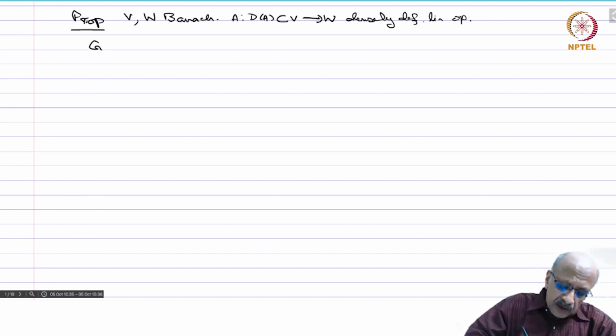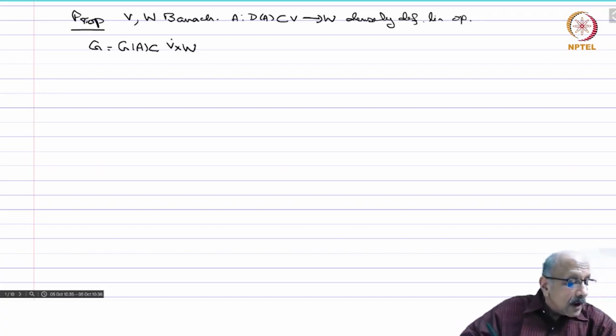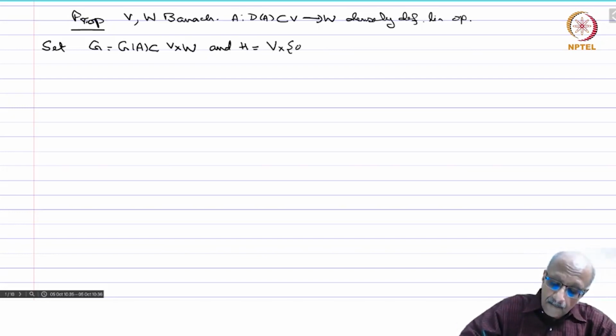So we set G equals G of A, the graph of A. This is a subspace of V cross W, and set H equals V cross 0, again contained in V cross W. So these are subspaces. Okay, then 1: N of A cross 0 equals G intersection H.